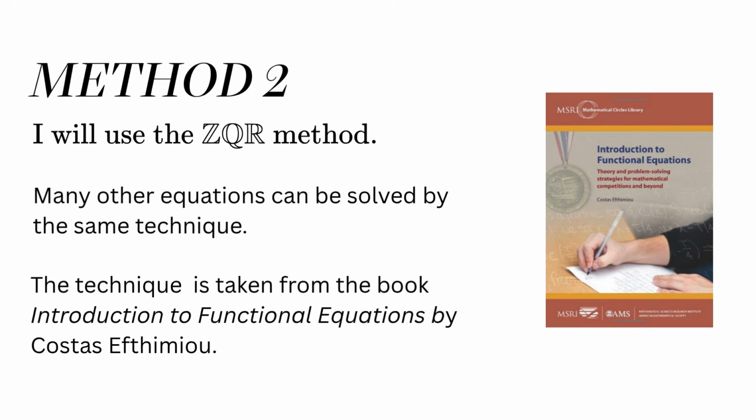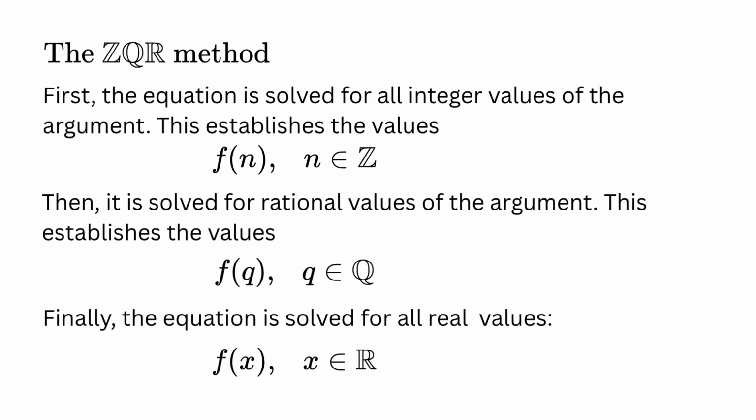As has been commented, the name of the method was introduced by mathematician Costas Efthimiou in his book Introduction to Functional Equations, and it is based on the fact that the method solves the equations in three stages. In the first stage, the equation is solved for the integer numbers. In the second stage, the equation is solved for the rational numbers. And finally, in the third stage, the equation is solved for all real numbers.